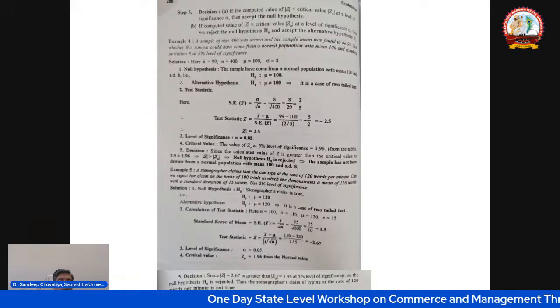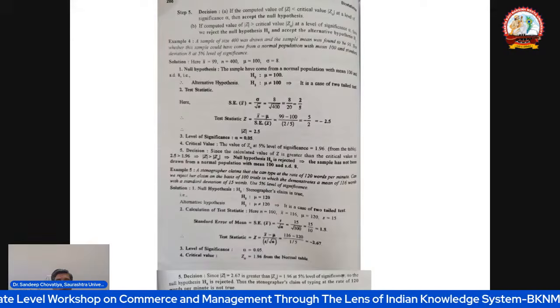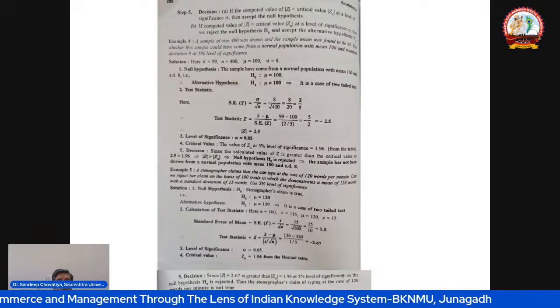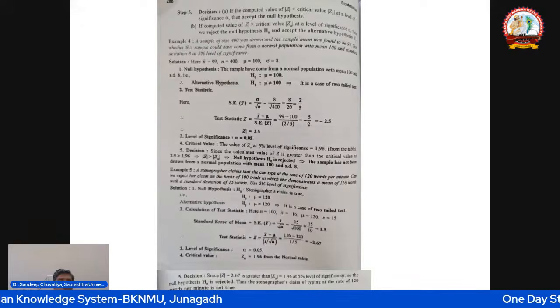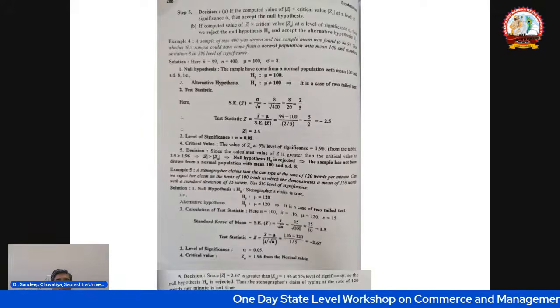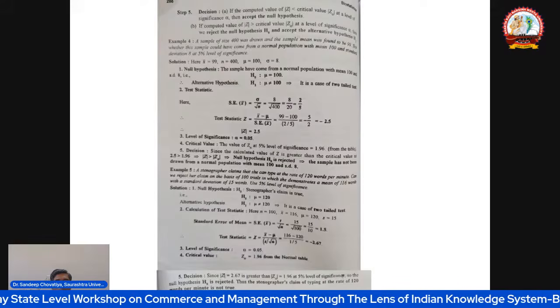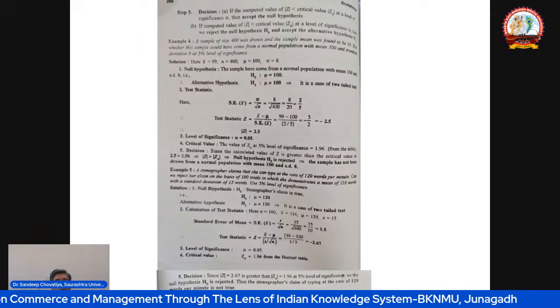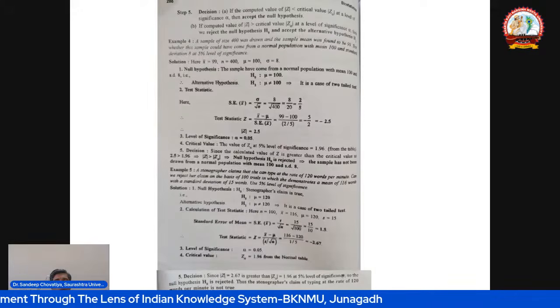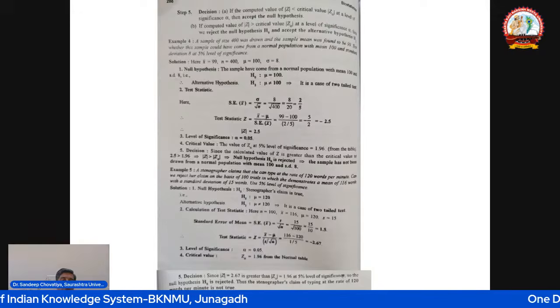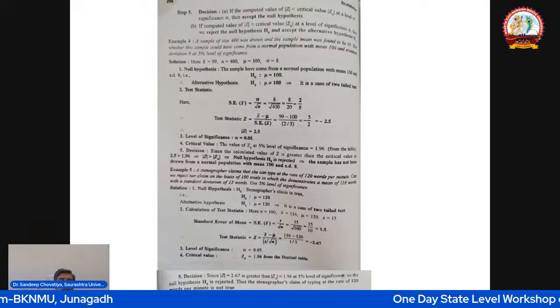So standard error of mean is s divided by root n, which is 15 divided by root 100. So the standard error of mean is 1.5. So for the test statistic, z is equal to mean minus mu divided by standard error: 116 minus 120 divided by 1.5. So ultimately we get the result of 2.67.